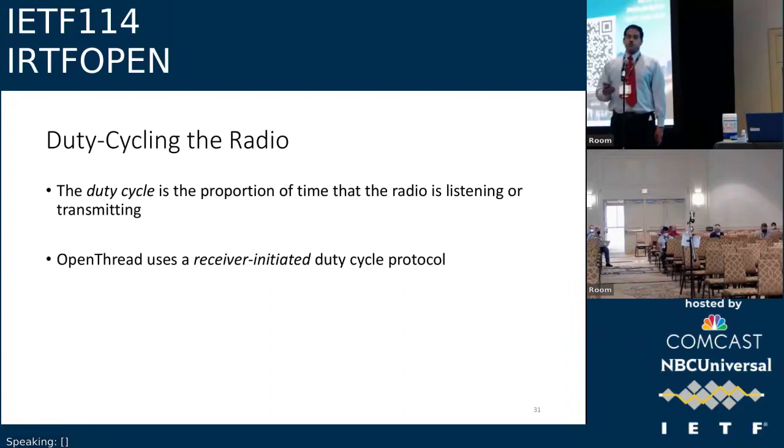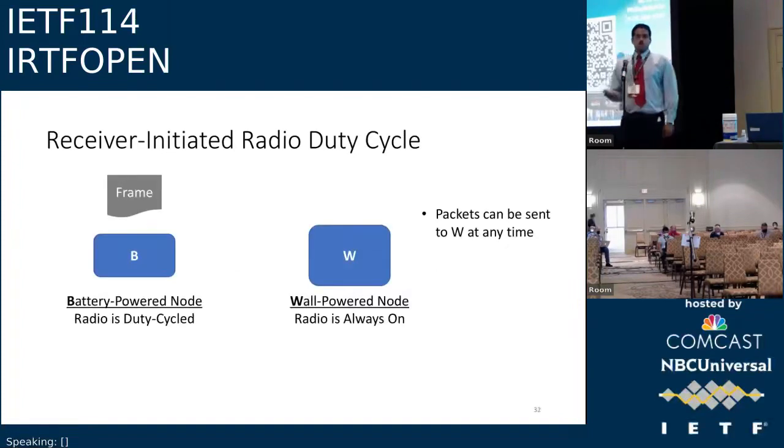OpenThread uses a particular duty cycling mechanism that's called a receiver-initiated duty cycle protocol, which I'll now explain. So in OpenThread, you have two kinds of nodes. You have battery-powered nodes, where we want to minimize the duty cycle, and wall-powered nodes that are plugged into a wall outlet and have enough power to keep their radios always on. Okay. Now, sending a frame from B to W is easy because W's radio is always on. So we can just send the frame whenever we like.